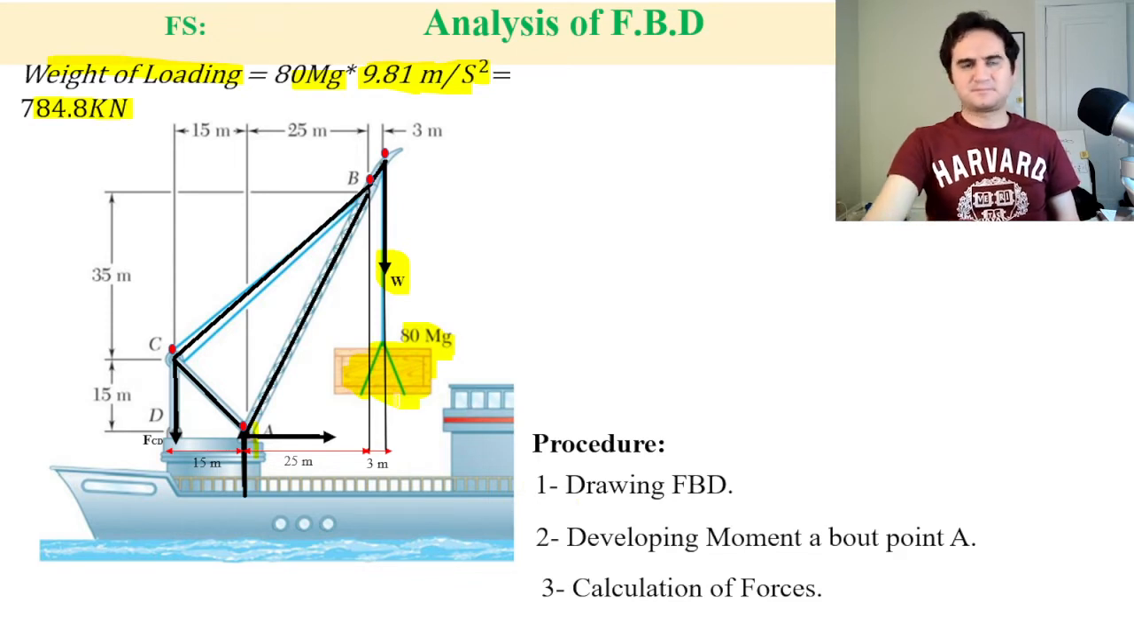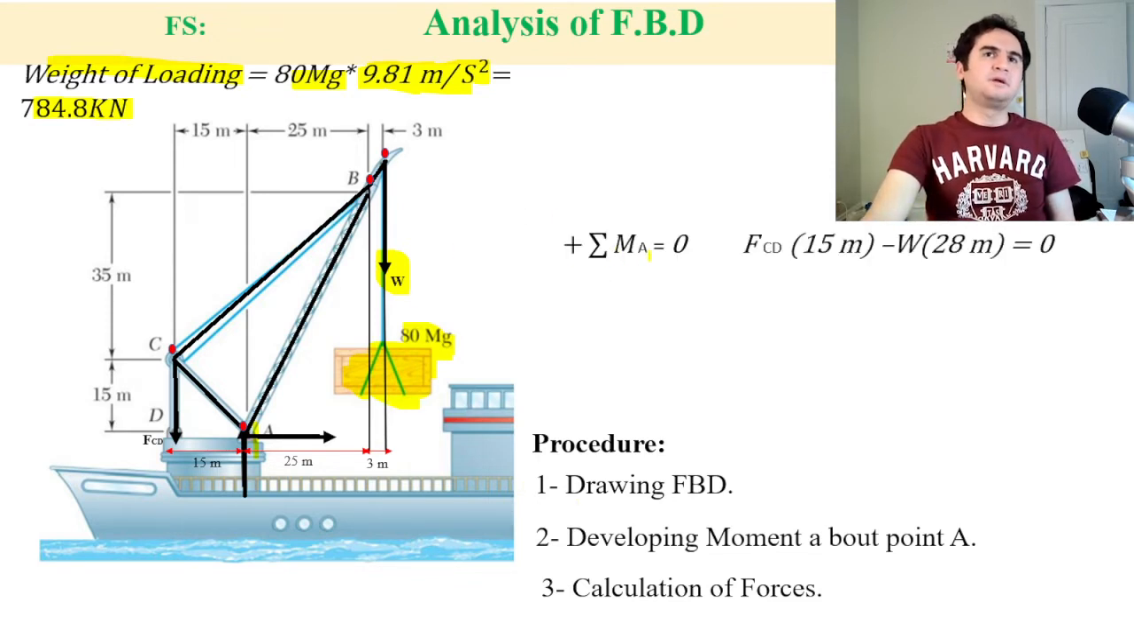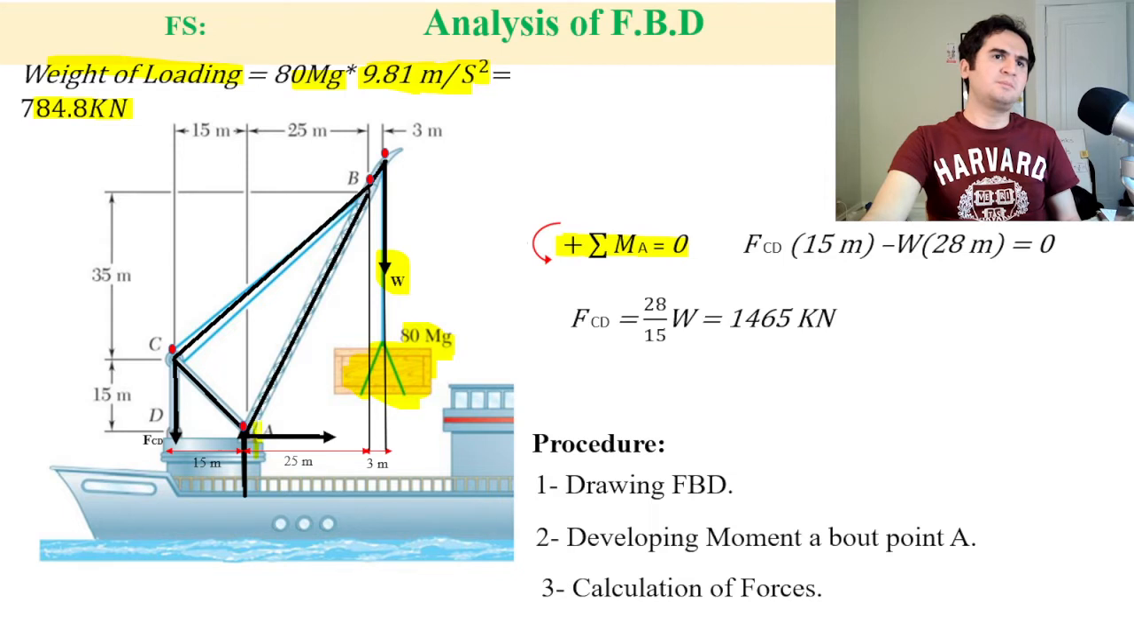And then by applying a moment equation, for example, about point A, which cancels out the two components of forces at A, we can reach a relation between force CD, which applies here, and the other one, which is W, based on their distance from point A. So it gives us FCD is 28 over 15 times W, and it gives almost 1500 kilonewtons.